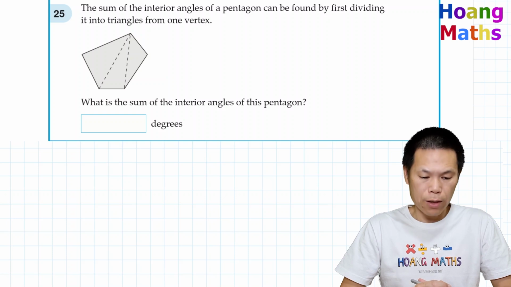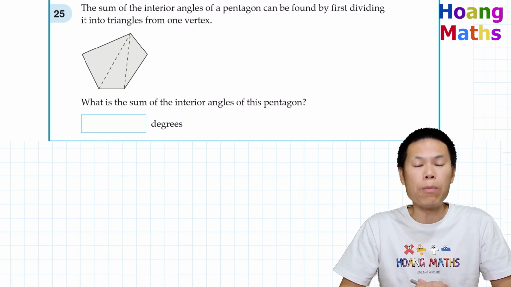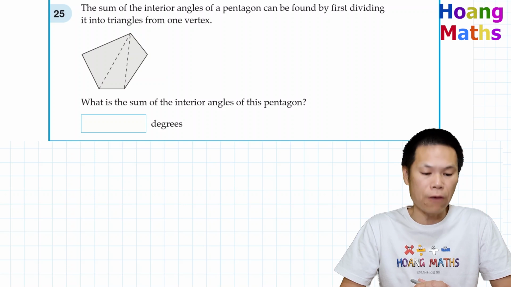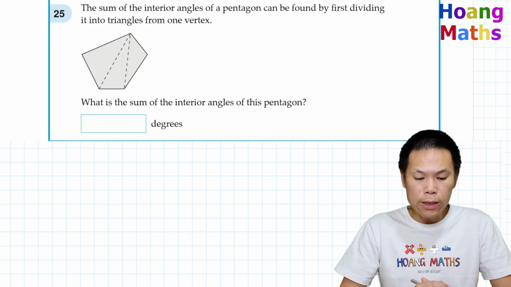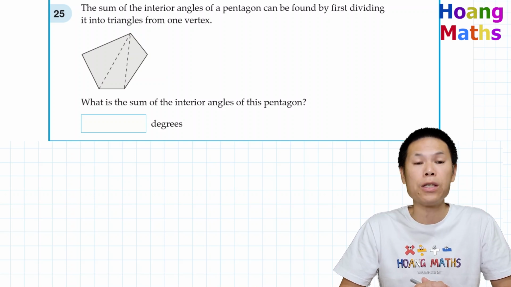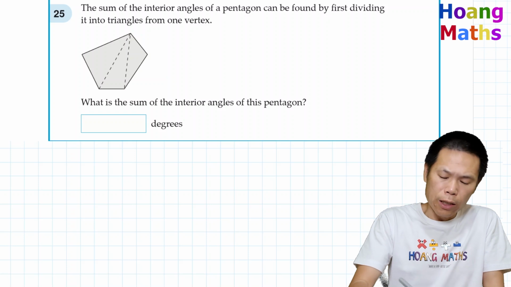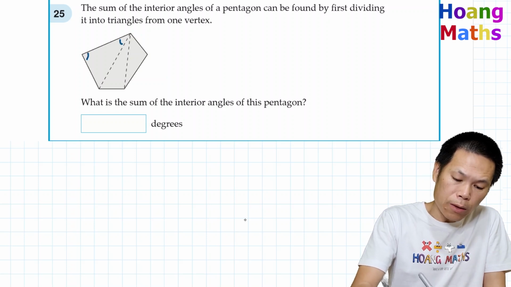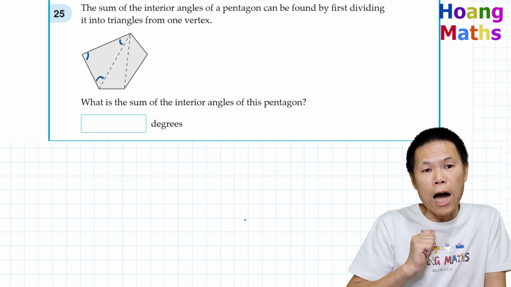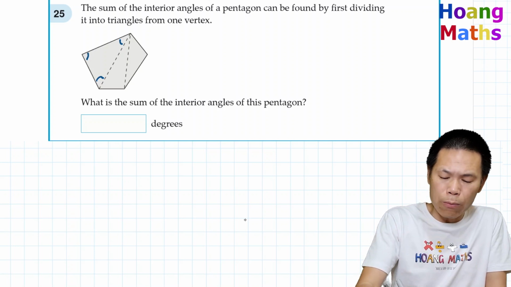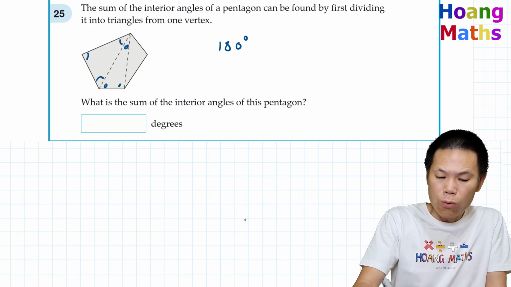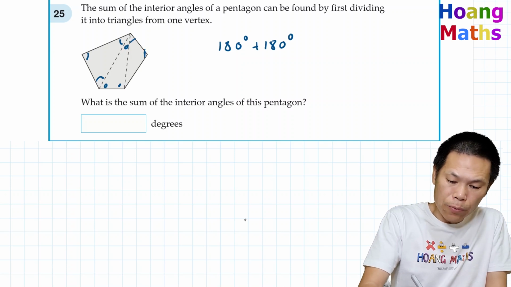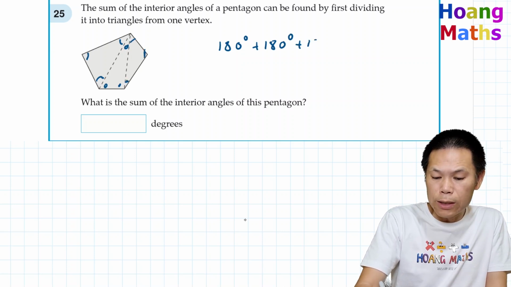Question number 25. The sum of interior angles of a pentagon can be found by first dividing it into triangles from one vertex. What is the sum of the interior angles of this pentagon? So we know that in this triangle here, all angles add up to 180 degrees. And then we have this one also adding up to 180 degrees. And this one here adds up to 180 degrees as well.